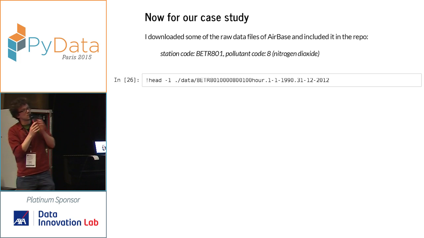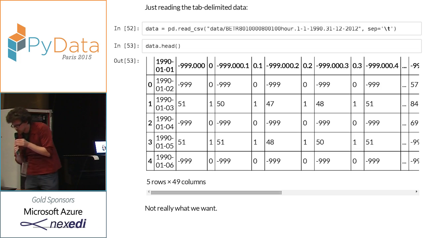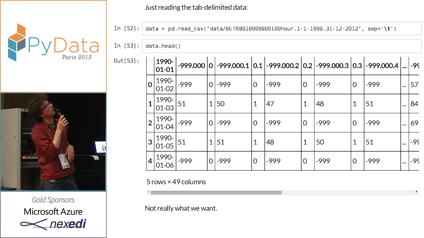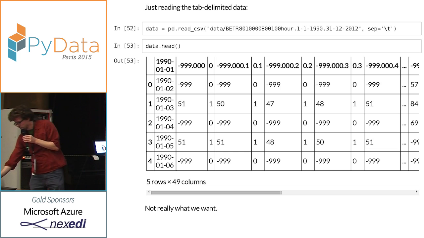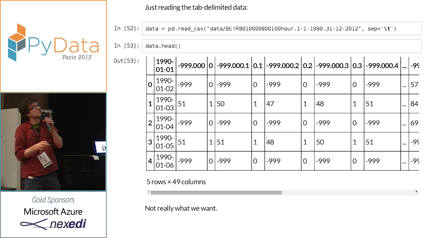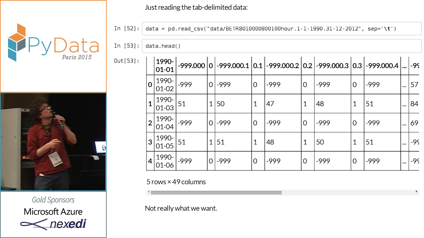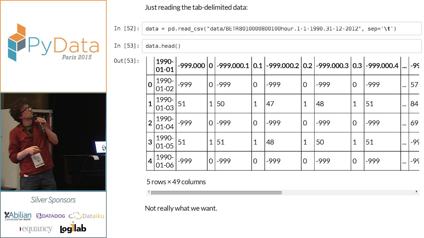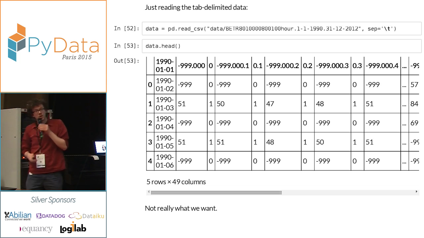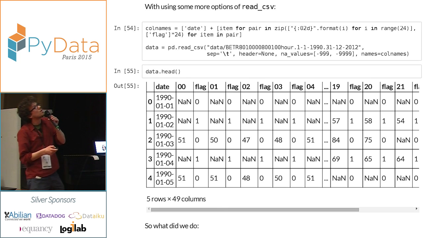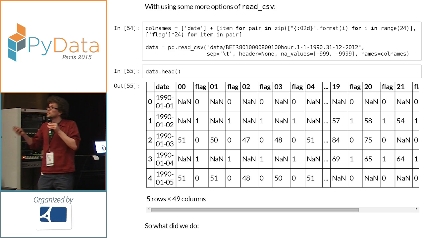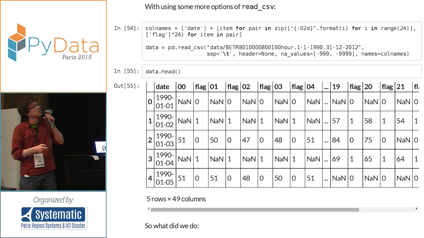So to read it in, I can use the read CSV function, and if I provide that it's a tab separated file, and if I just use read CSV, I get this data file. But of course, it's not really what we want. So I provided some more options. I said there is no header in my file, so I want to provide some column names myself.